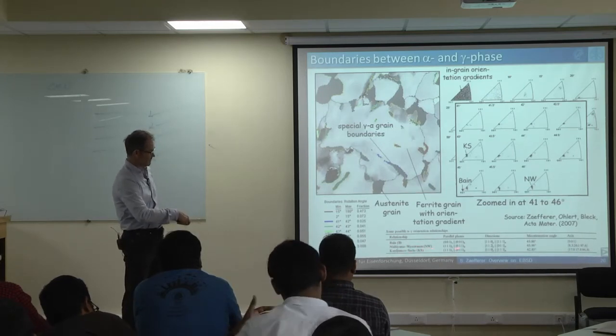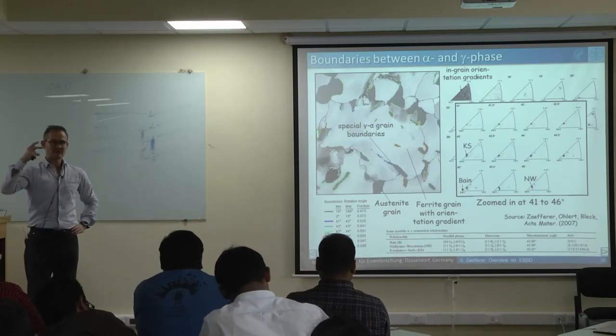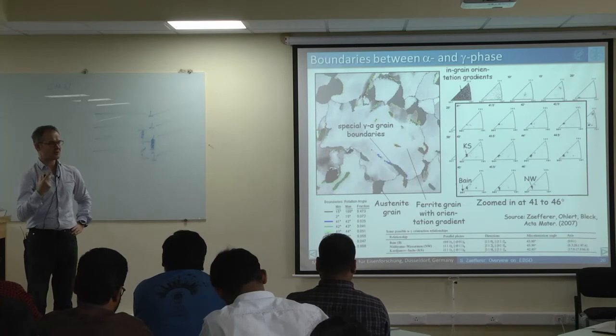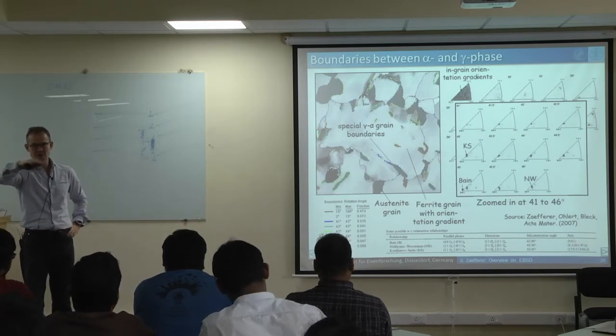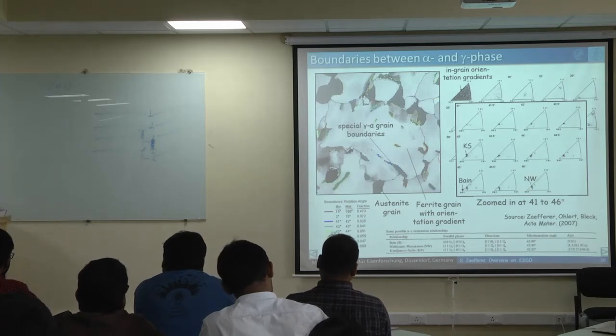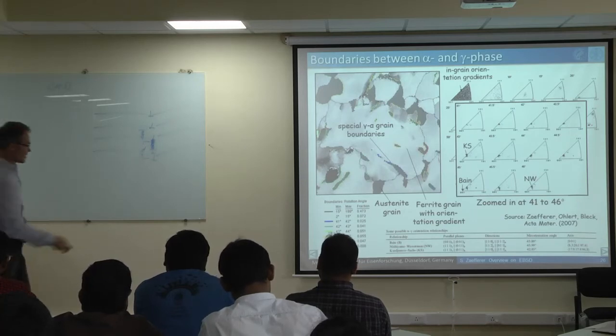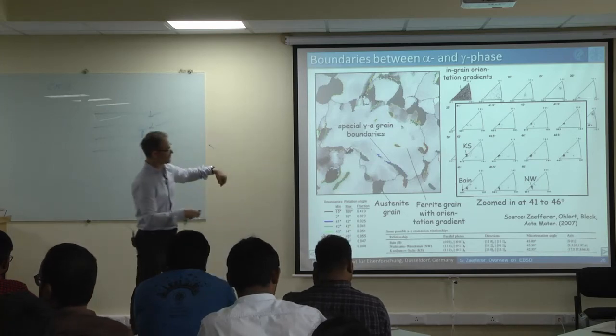So from the fact that we have Greninger-Troiano, or actually something close to one of these relationships, we could tell, is this a hard transformation or is it a soft transformation? Is it a high temperature transformation or rather a low temperature transformation? So is the material reacting more in the direction of a lath martensite or a plate martensite transformation? We could conclude from that. But in this case it's neither nor.